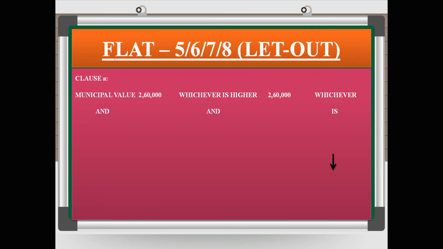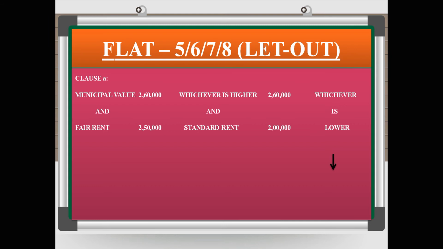You can see the figures. See, the municipal value given is 5,20,000, half is 2,60,000. Then fair rent, 5 lakh, half, 2,50,000. Out of this, pick up the higher amount, that is 2,60,000.